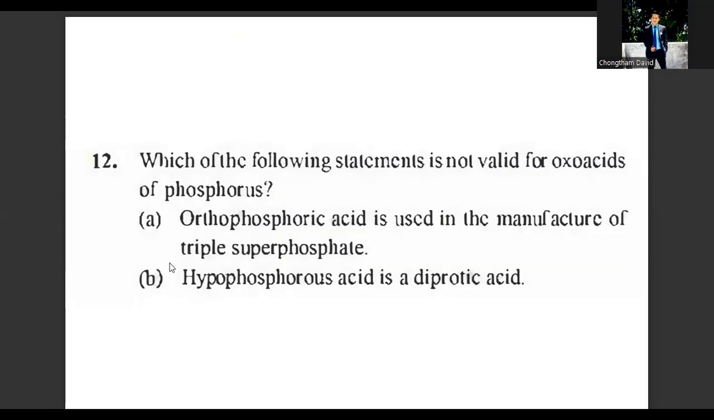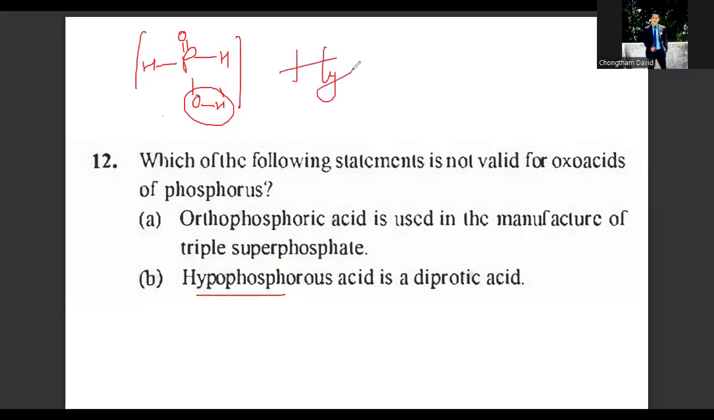So for question number 12, to answer this question, see hypophosphorus acid. This acid would have the structure like this. HP double bond O. I have already explained before in the earlier part of the question that it is a monobasic because it has one replaceable hydroxy group. And the name of this oxoacid is called hypophosphorus acid.